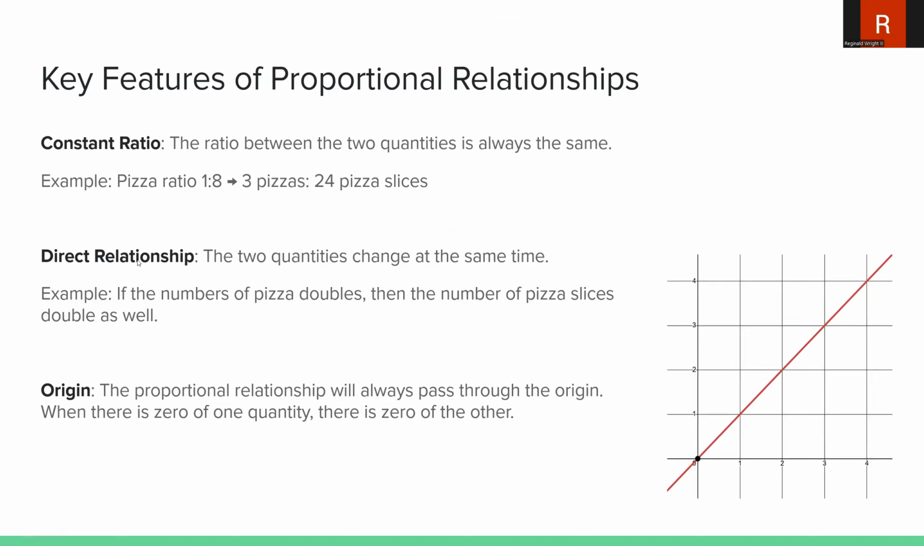We also know that these quantities have a direct relationship where they change at the same time. For example, in the previous example, when we increase the number of pizzas from 1 to 3, we triple it. And we also note that the number of pizza slices triples as well. Same thing if we double it. The number of pizza slices would double as well. And whenever we graph proportional relationships, they must go through the origin. That is because if we have 0 of one quantity, in this case 0 pizzas, we can't have any pizza slices.